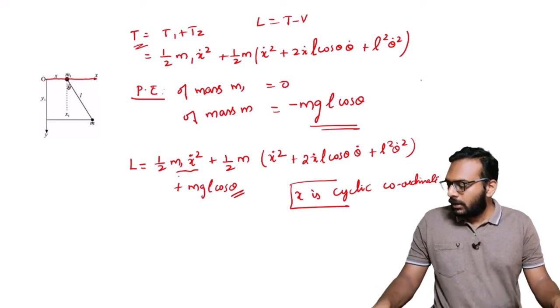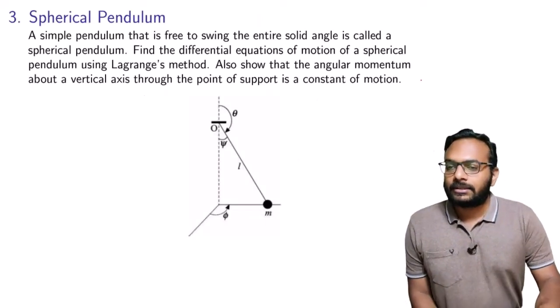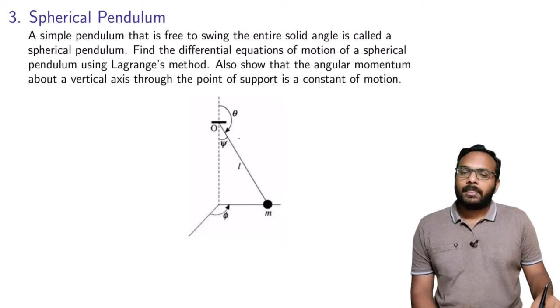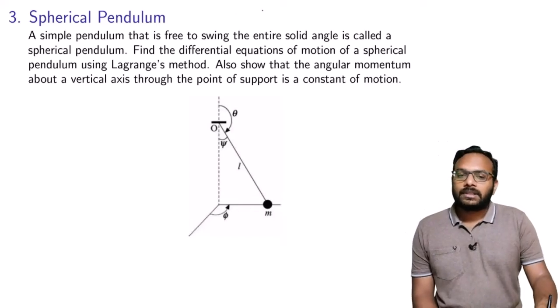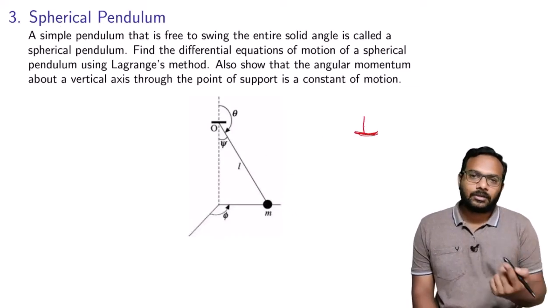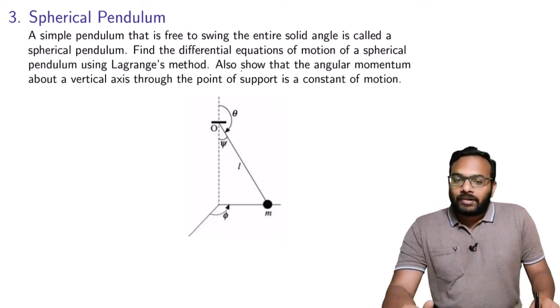The next problem we are dealing with is known as the spherical pendulum. A spherical pendulum that is free to swing through the entire solid angle. It's a simple pendulum, but a simple pendulum can only move like this, whereas this can go through the entire solid angle. So find the differential equations.